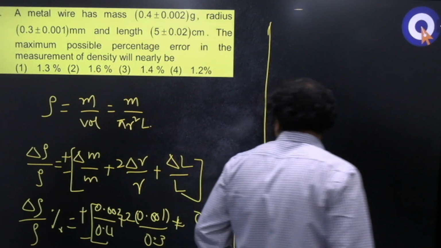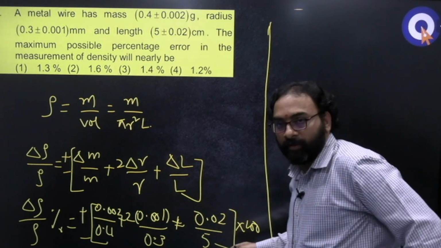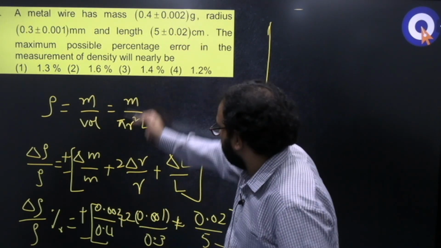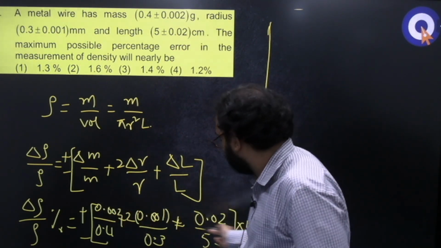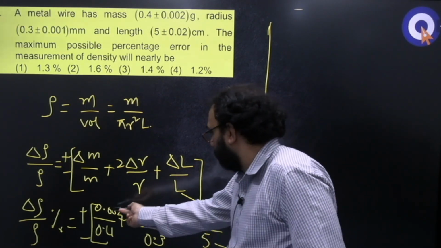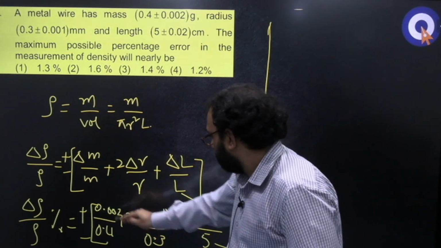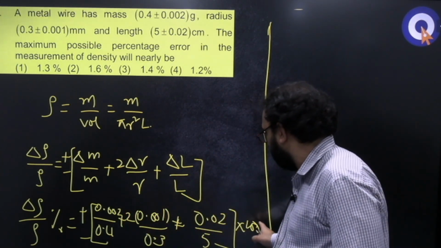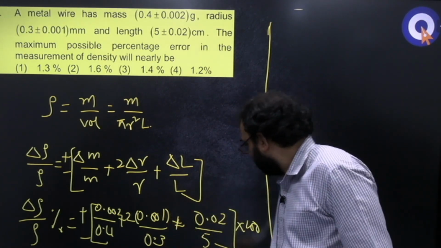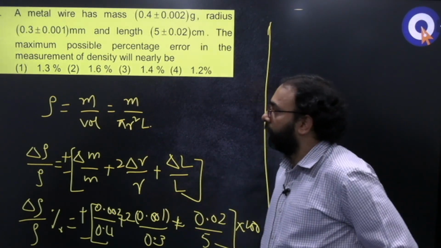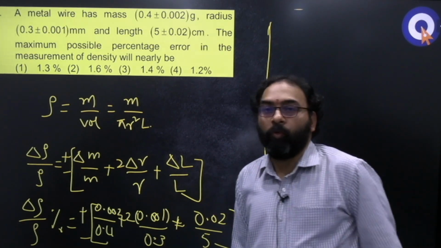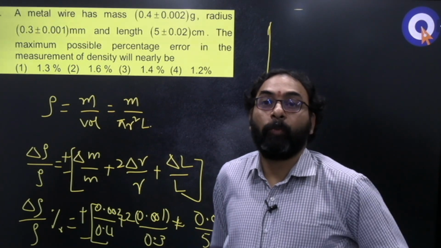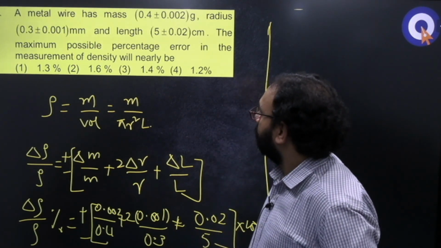Next question, all of you. As far as calculation is considered, you multiply just 100 with it. So here it will be 2 by 0.4, and here 0.001 into 100, so 1 by 0.3, and like that 2 by 5. So you can calculate, and finally you will get 1.6 percentage. The error you can get is 1.6 percentage. We will proceed to the next question.